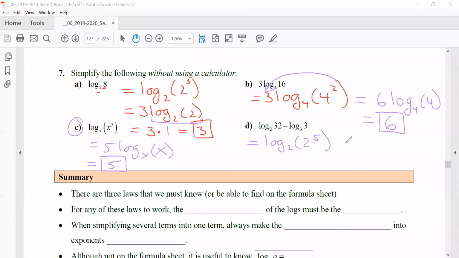Well, let's look at D. 32 is really 2 to the exponent 5. So if you're following along, you're probably already figuring out that's just 5. And log base 3 of 3 is 1. So this is really just 5 minus 1, which is 4. Done. Again, this is all about, can I use the laws of logs, right? So this is where you get these puzzle questions, to help me understand if you understand how the laws of logs work.